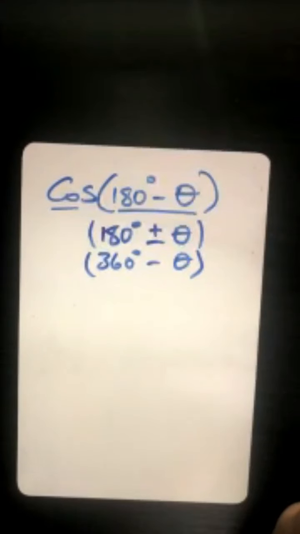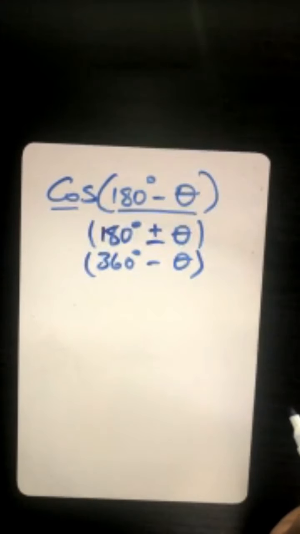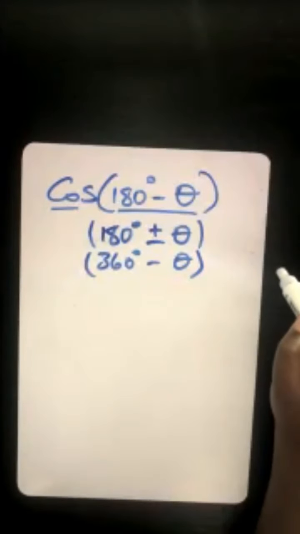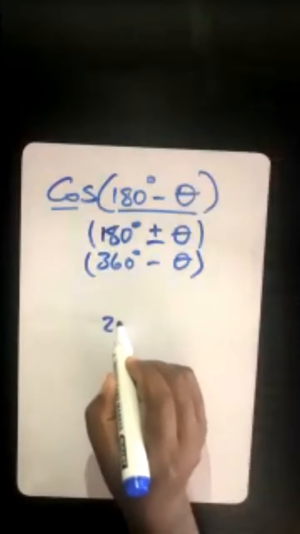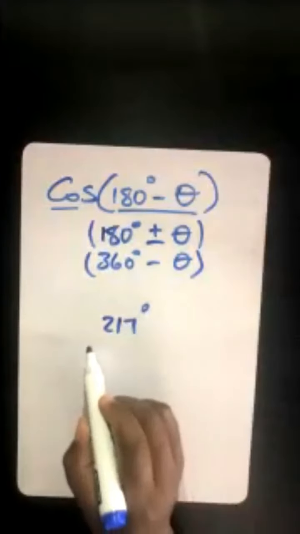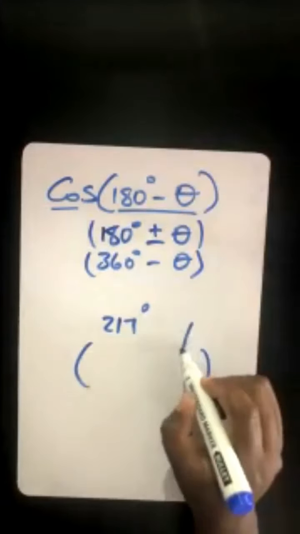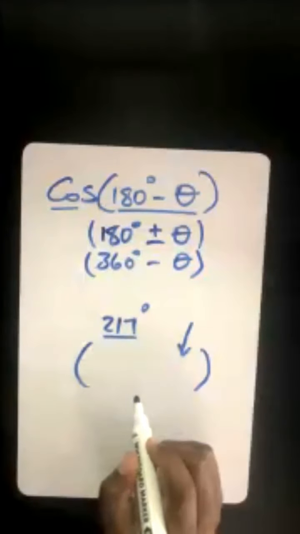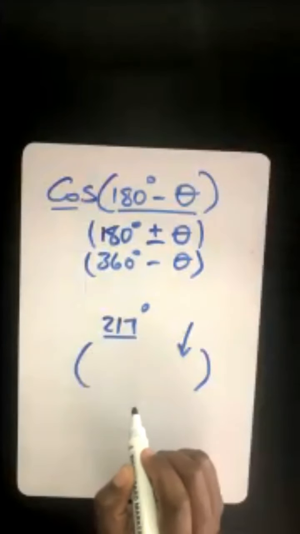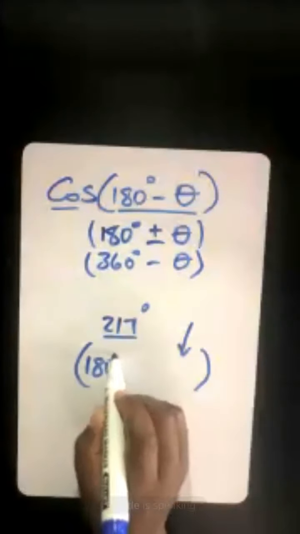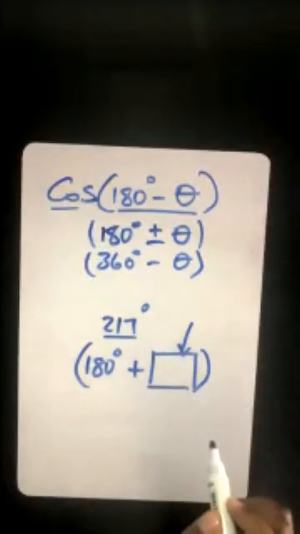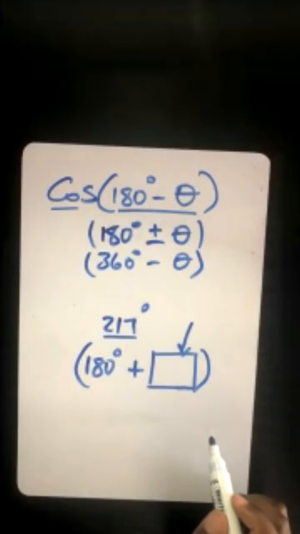So the main aim of a reduction formula, we said, is to reduce that trig ratio angle to an acute angle. I'll just write again that definition in the group. So that means if you have 217 degrees, you want an angle which can be worked out. It falls under which quadrant? I think it's the third quadrant, where it's going to be 180 degrees plus an angle. So this is the angle which is going to be an acute angle.